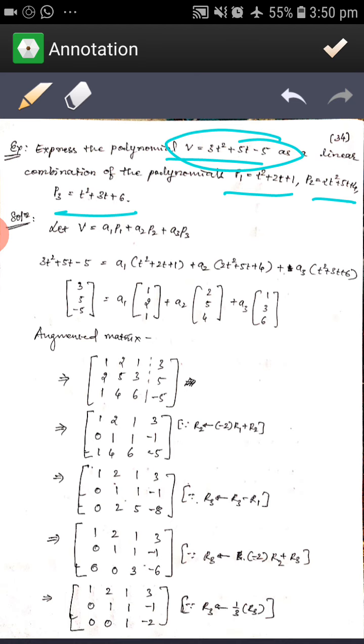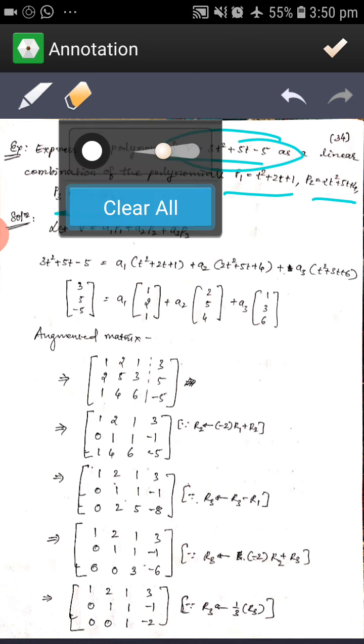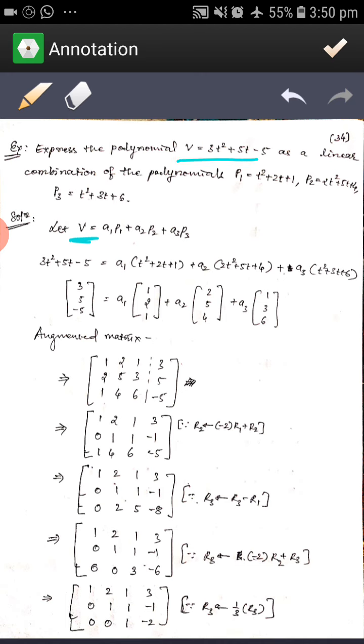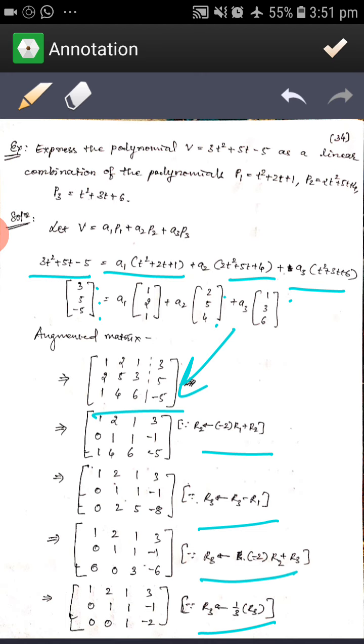Okay, if you write in the same format, this is a linear combination, which means v is equal to a1 p1 plus a2 p2 plus a3 p3, or a1 p1 plus a2 p2 plus a3 p3 is equal to v, you can also write. Okay, the same thing we have written. The coefficients of the same variables we write vertically, like 3 5 minus 5, in the same order: 3 5 minus 5, and 1 2 1, and 2 5 4, and 1 3 6. The same thing we need to project into an augmented matrix and apply row operations.